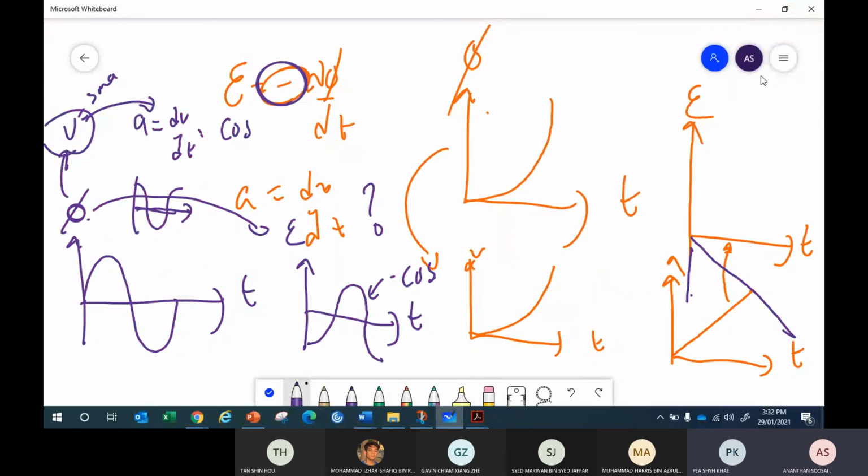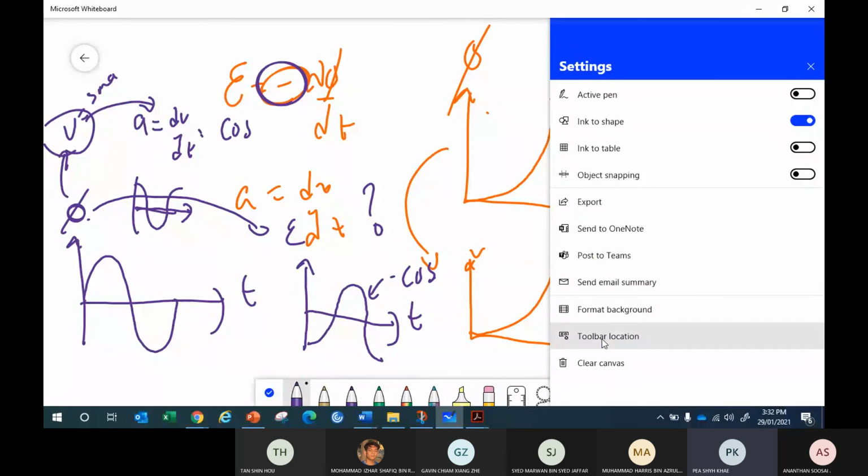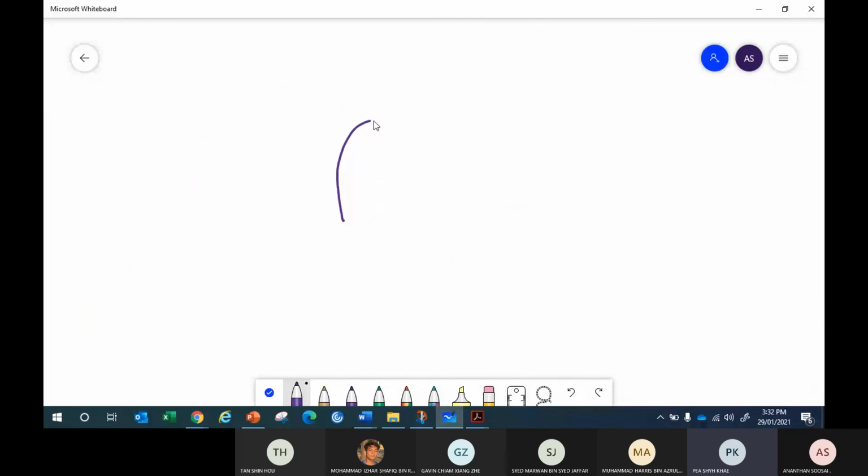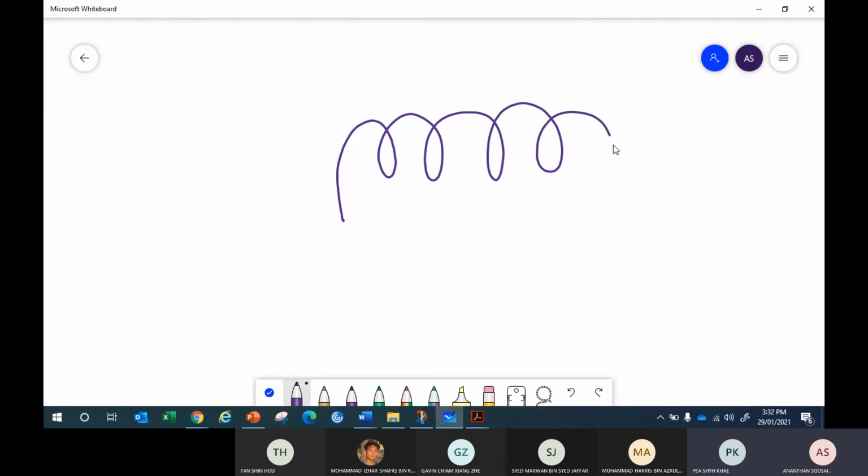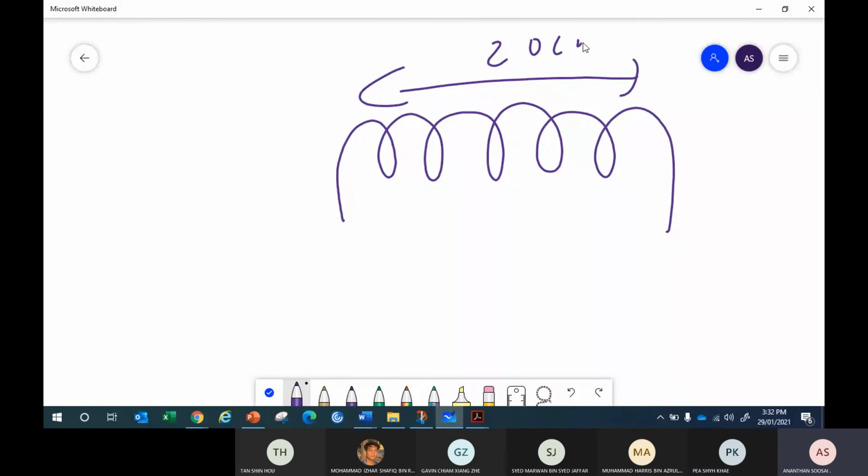It doesn't go out of the solenoid. It just moves in and out in between the solenoid. Oh, you have a big solenoid? Yes, 20 centimeter. And then the magnet is around 5 centimeter like that. Then it moves back and forth. Back and forth. Yes.